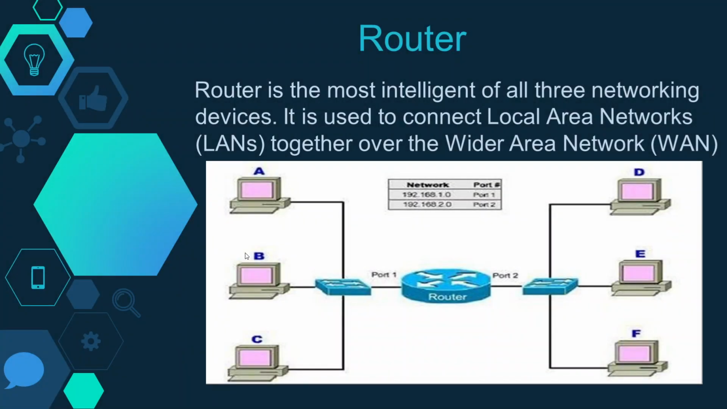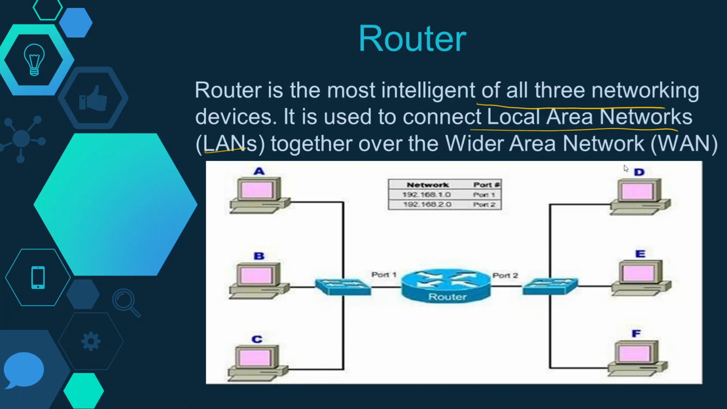Now the last device is the router. The router is the most intelligent device of all the three networking devices. It is used to connect local area networks, or LANs, together over the wide area network.